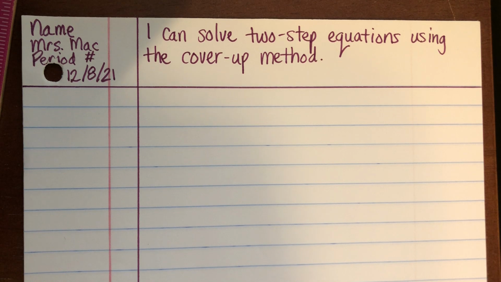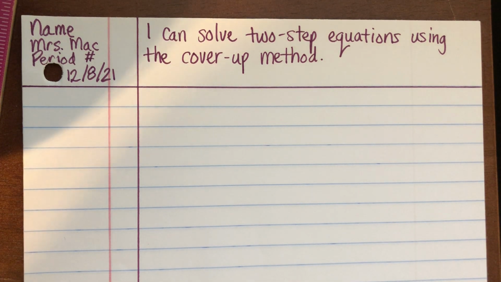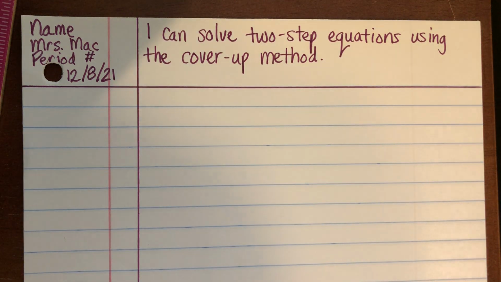I want to make sure you guys get started on two-step equations. We've already looked at one-step equations. I've been having you do that in that quiz the last few days just to remind you of how to solve those. And today I'm going to teach you a method for solving two-step equations. This is called the cover-up method. We're not going to continue using this method after today, but we'll use it to help us use inverse operations from tomorrow on.